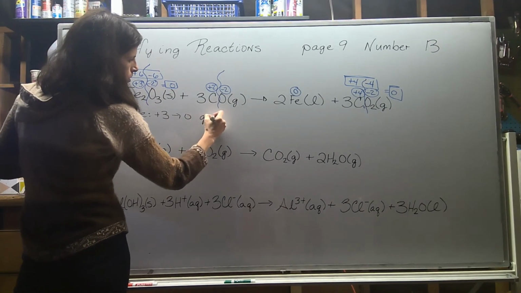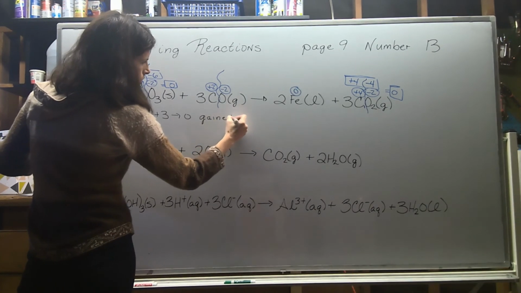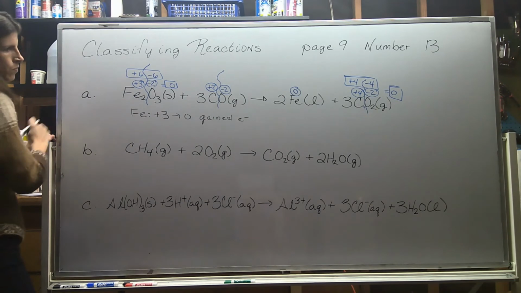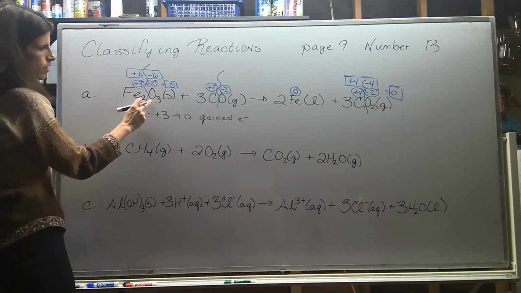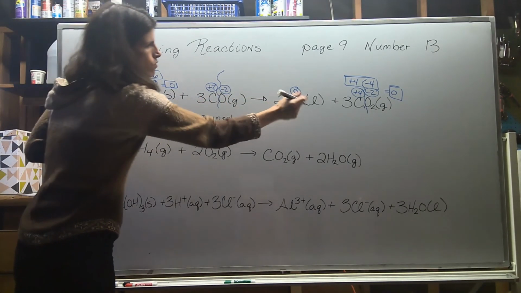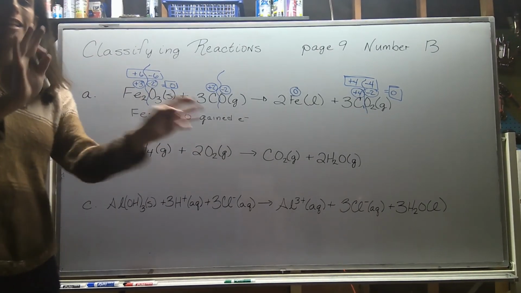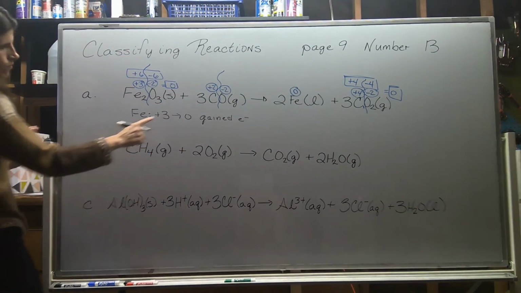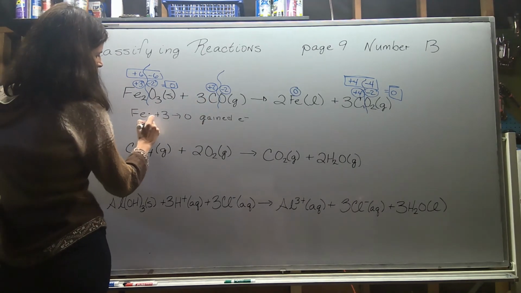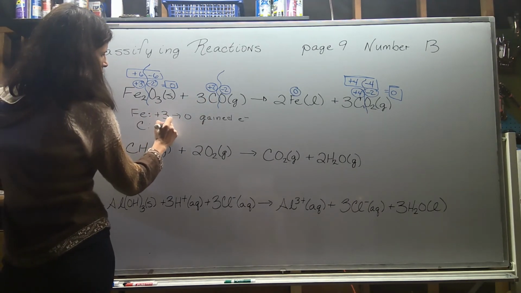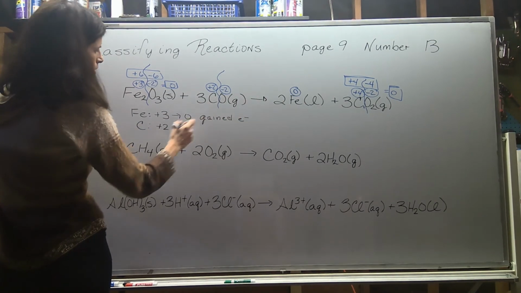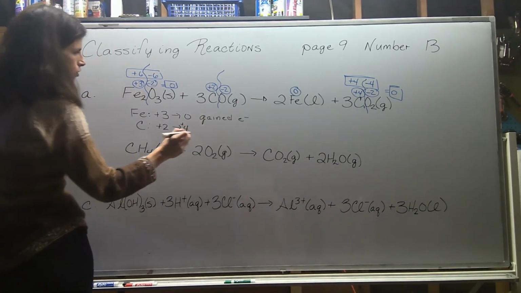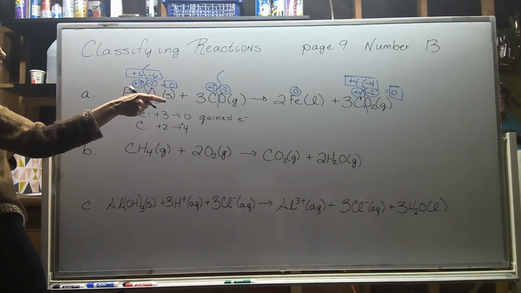It moved to the left on the number line, it gained electrons. Oxygen. Oxygen is a -2, a -2, a -2. Boring. It stayed as a -2 throughout the whole thing. Don't write it down. Carbon started at a +2 on the left and turned into a +4 on the right. And it went in a positive direction.